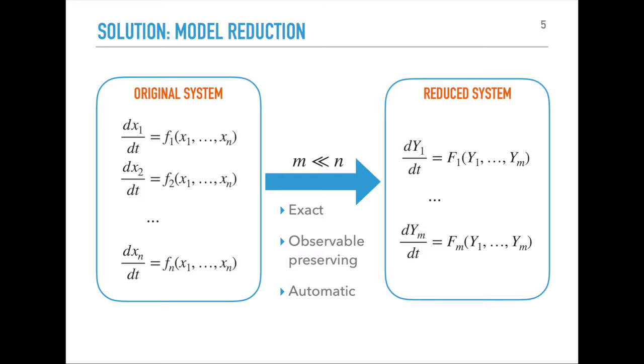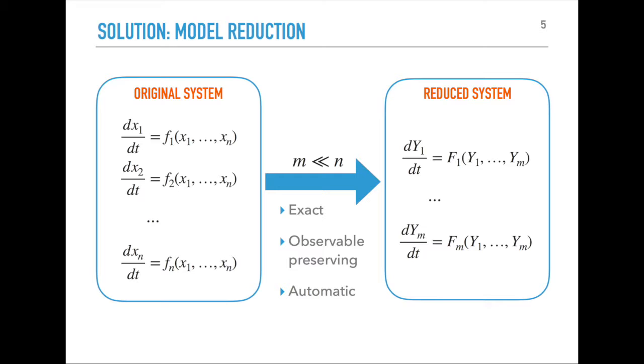So let me try to explain what I mean by exactness. Of course, here, assuming that m is smaller than n, I am projecting onto a lower dimensional space, so I'm losing something. What I'm saying by exactness is that what I'm not losing can be exactly related to the original system.